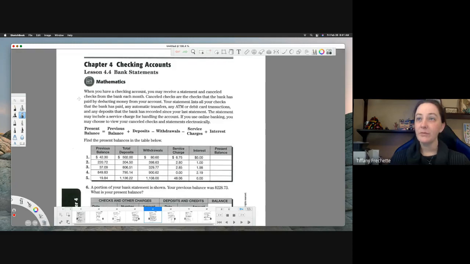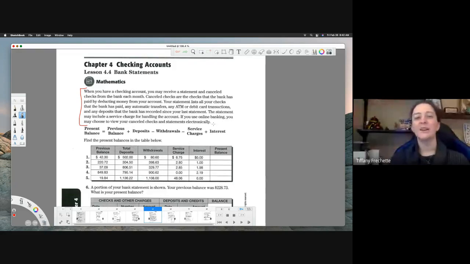All right. So we're going to read this little bit at the top. It's just a little summary of the lesson. So when you have a checking account, you may receive a statement and canceled checks from the bank each month. Canceled checks are the checks that the bank has paid by deducting money from your account. Your statement lists all your checks that the bank has paid, any automatic transfers, any ATM or debit card transactions, and any deposits that the bank has recorded since your last statement. The statement may include a service charge for handling the account. If you use online banking, you may choose to view your canceled checks and statements electronically.